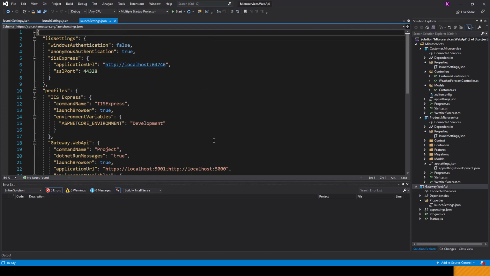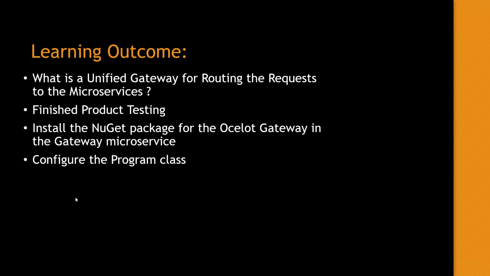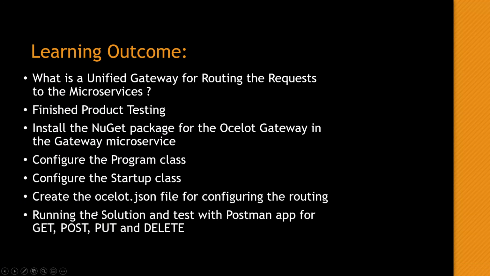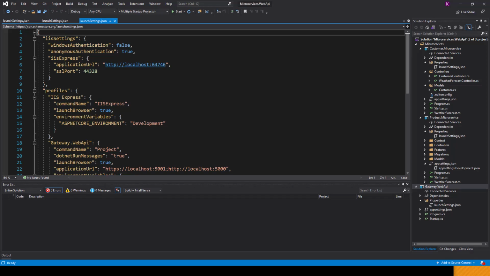So after having installed that NuGet package, what is next? There are a few more learning outcomes, like configuring the Program class, configuring the Startup class, and creating the ocelot.json file for configuring the routing, and then running the final solution and testing with the Postman app, the way we have done with the finished app already. So we'll get back to the project again.